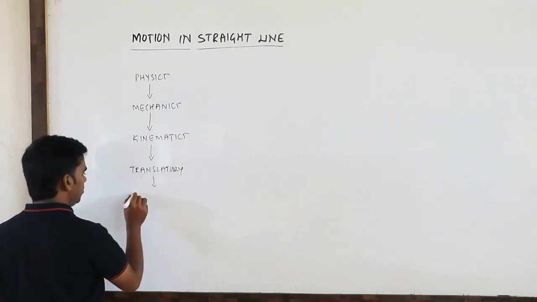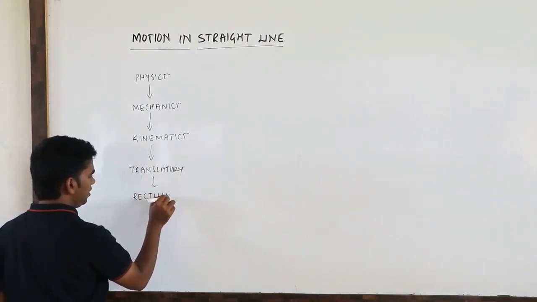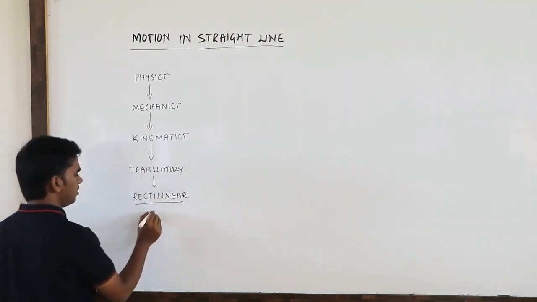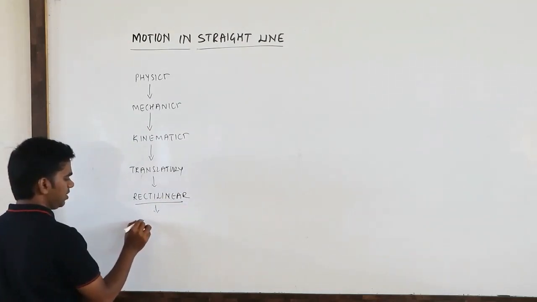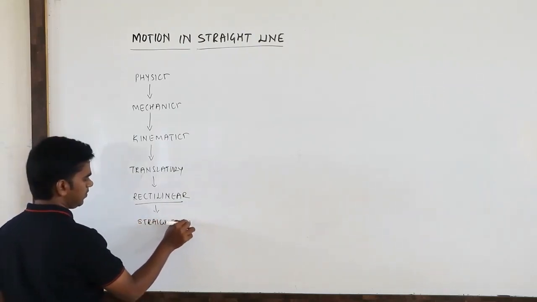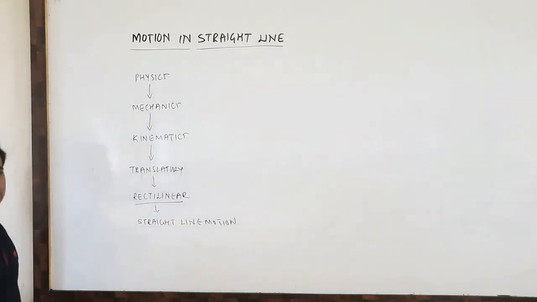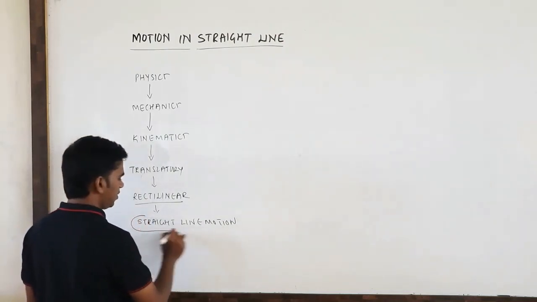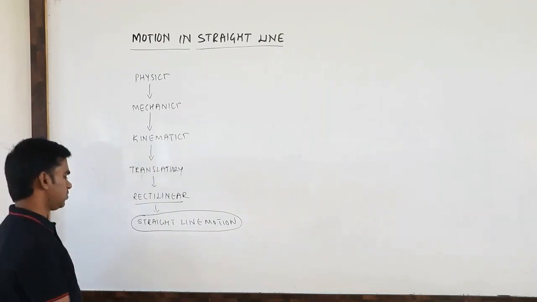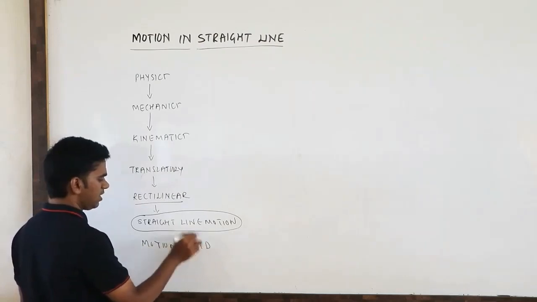So we have taken it from rectilinear motion. Okay, this rectilinear motion is nothing but what? It is nothing but your straight line motion. Okay. So finally, in the last class we reached our topic name, that is the motion in straight line or straight line motion. This is also called as motion in one dimension.